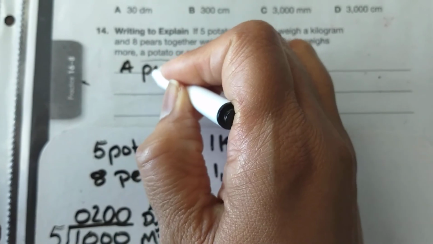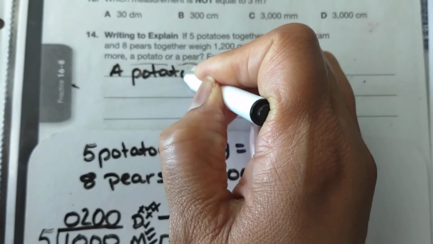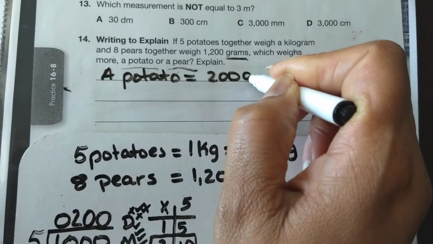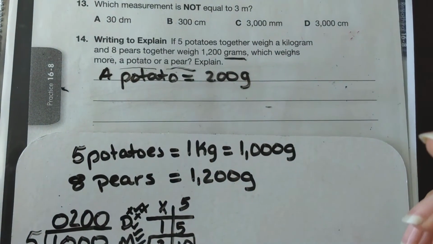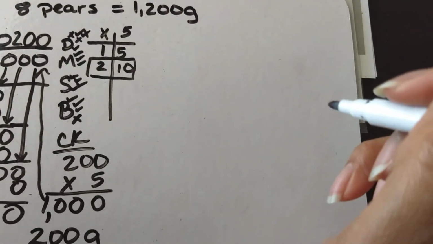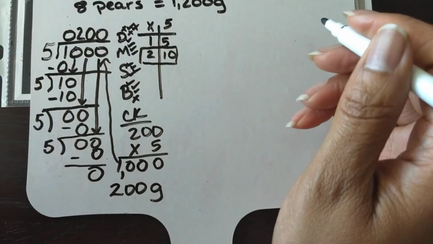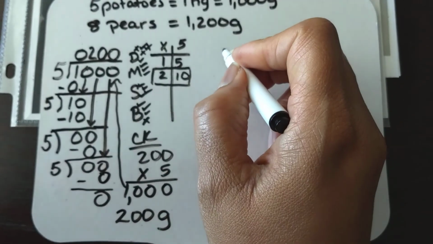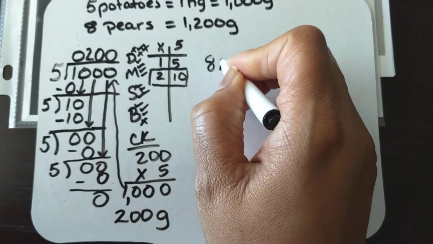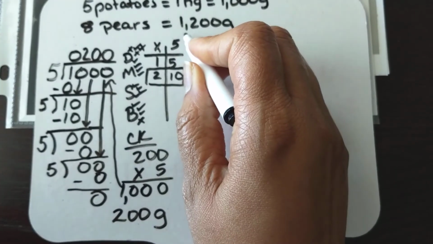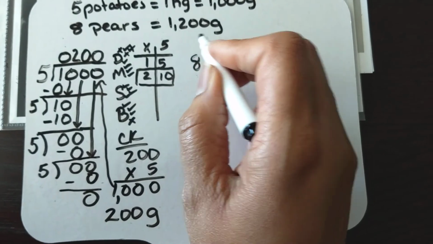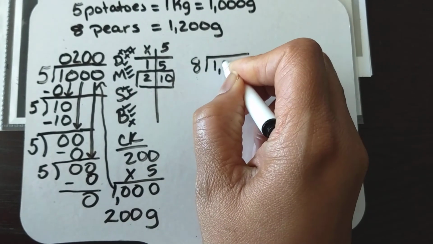A potato equals 200 grams. Now it's time to do the pear, right? So let's figure out our pear. We're doing the same method. What we're going to do, we're just simply going to divide, right? So we're going to divide 8 into 1,200 because 8 pears weigh 1,200 grams.